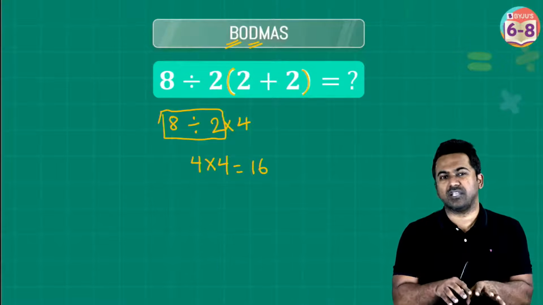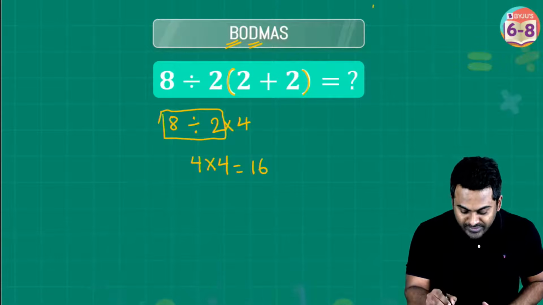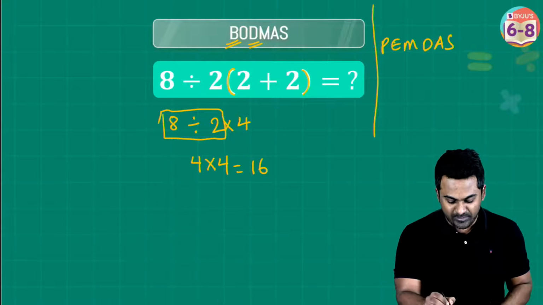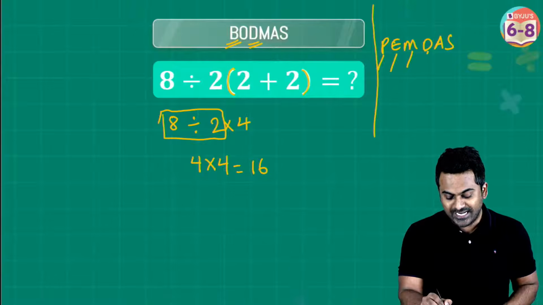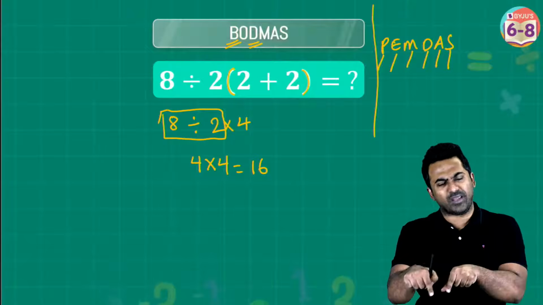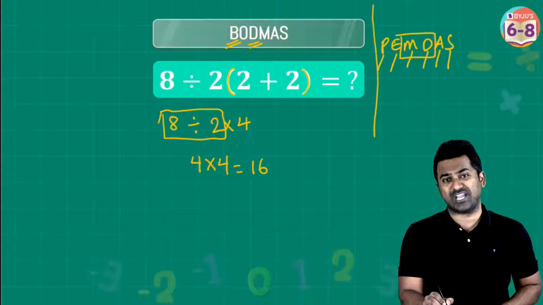Now you have studied BODMAS. There are some textbooks which follow this, okay? It is called PEMDAS. Now it is pretty much the same. It is parenthesis, exponent, multiplication, division, addition and subtraction. So here, if some students had followed this rule, then according to this rule, multiplication comes first.